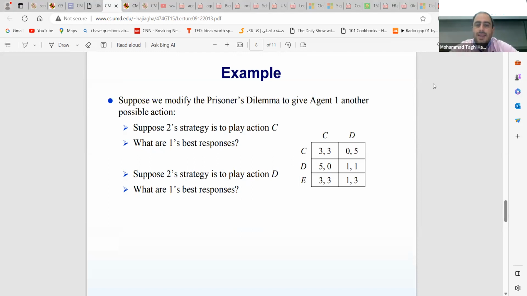So let's see an example here. Say we are changing the prisoner's dilemma by adding more actions. So we have cooperate, defect, and E, which means does not do anything. It is an extra action. And these are the payoffs.